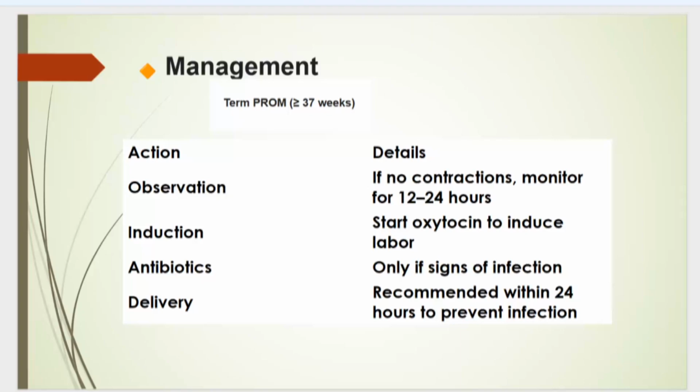Next one is antibiotic. Usually we never start any antibiotic if there is no sign of infection. But in some hospitals, according to their protocol, they may start the antibiotic as a precaution to prevent the infection. Usually we will wait up to 6 to 18 hours. If there is no sign of labor contraction, we can start antibiotics. In case of delivery, it should be recommended within 24 hours to prevent any kind of infection. So these are the management in case of more than 37 weeks.